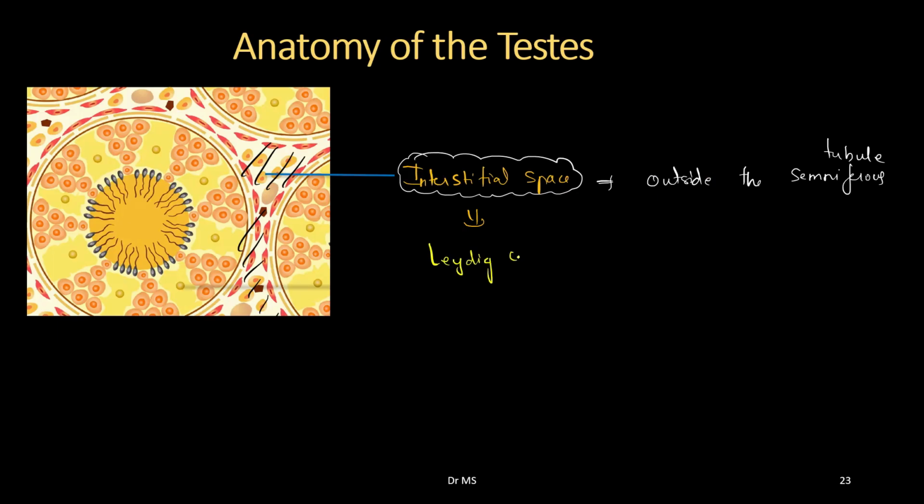So what's the use of these Leydig cells? They will synthesize and secrete the male sex hormone, which is nothing but the androgens.